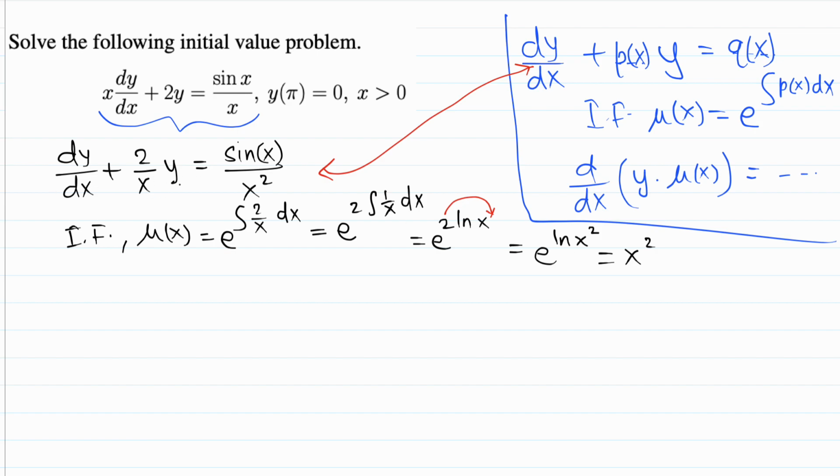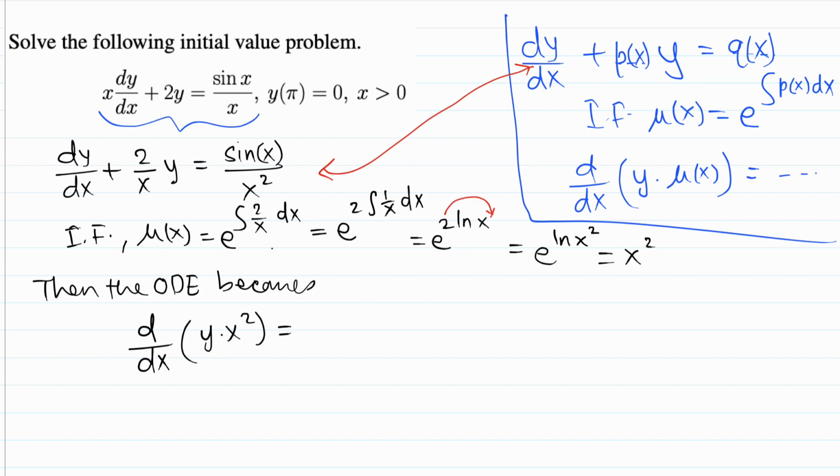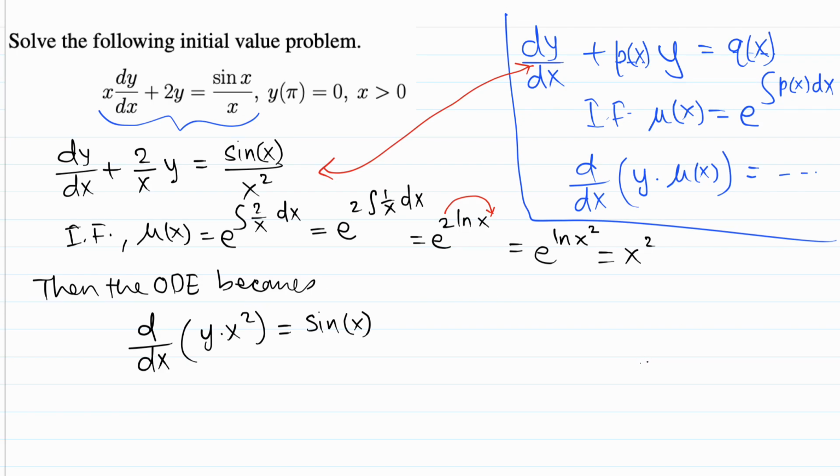Now we multiply this differential equation on both sides by x squared. Then the ordinary differential equation becomes, we are multiplying both sides by x squared, and this is the integrating factor. That means the left hand side automatically becomes the derivative of the dependent variable y times the integrating factor x squared, equals the right hand side multiplied by x squared. We have sine x over x squared times x squared, so simply sine x is left over. Now we integrate both sides with respect to x.